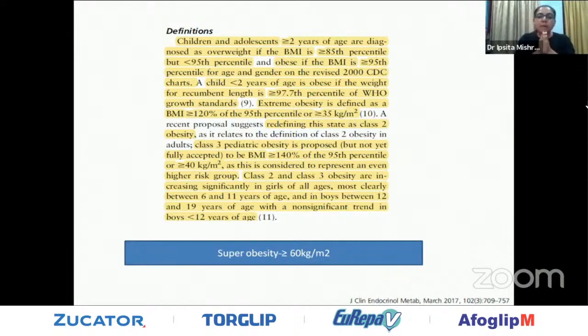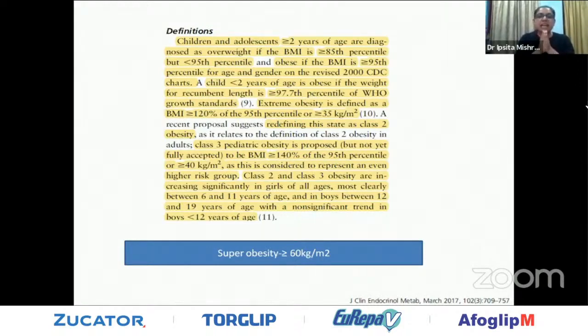Now, class 2 obesity is also proposed, which indicates a BMI of more than or equal to 120% of the 95th centile or more than or equal to 35 kg per meter square. Another definition is now upcoming but not yet approved, which is called class 3 pediatric obesity, where the BMI is more than or equal to 140% of the 95th centile or more than or equal to 40 kg per meter square. Newer term, super obesity, where the BMI is more than or equal to 60 kg per meter square.